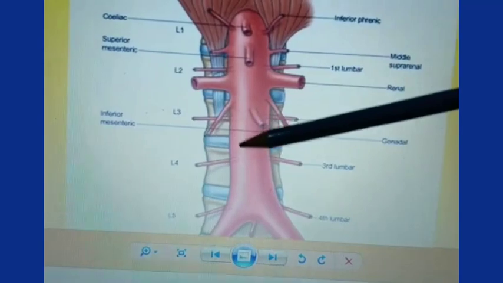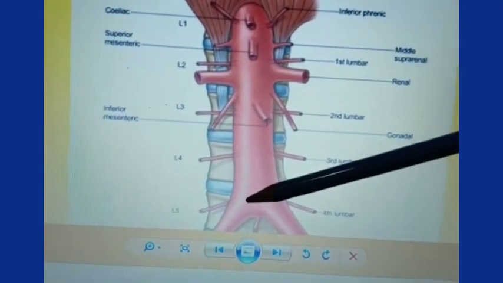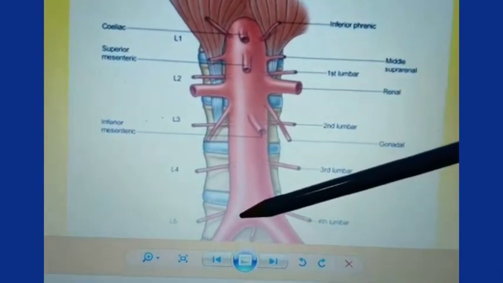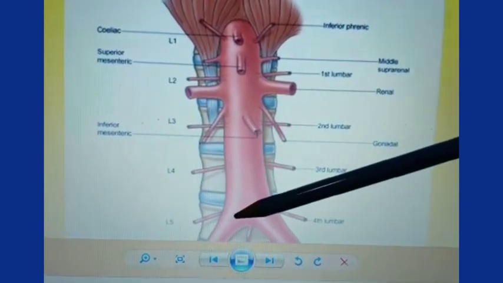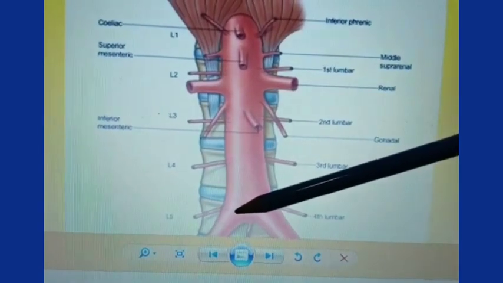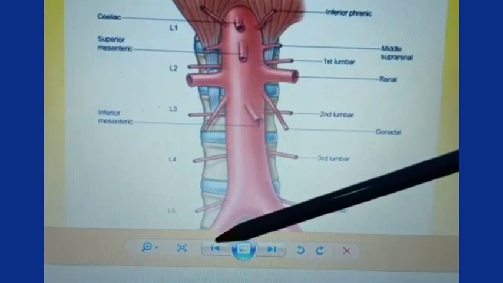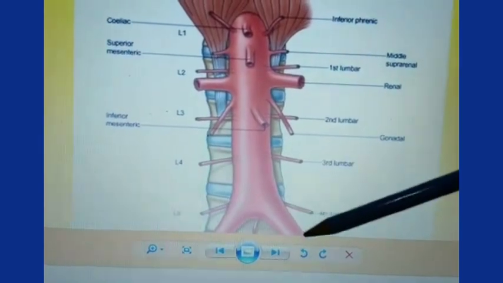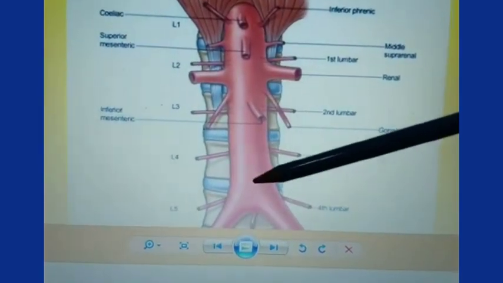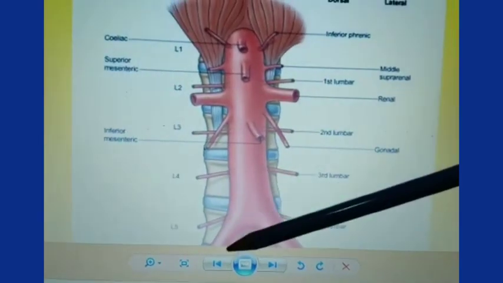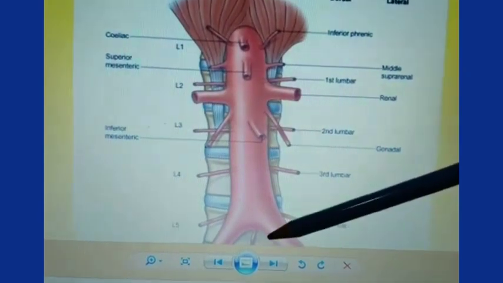First four lumbar vertebrae. When it comes down to the level of the lower part of the body of the fourth lumbar vertebra, it ends by dividing into two branches. These are the two branches. These are the common iliac arteries. These are the two common iliac arteries.